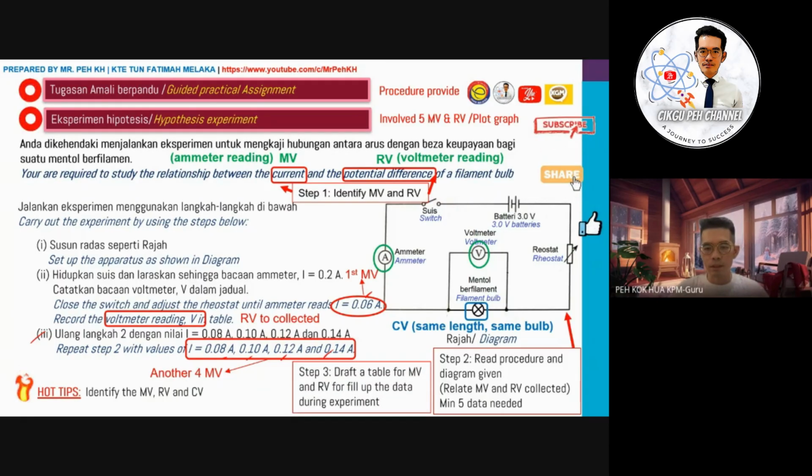Okay, so step 3, draft a table for MV and RV. Fill up the table during experiment. So that means here you can draft a table. I for current, V for volt. Okay, so the first reading 0.06, 0.08, and so on. So within these 5 minutes, you know what to do later on. After the 5 minutes, you may straight away start your experiment, and this will be just follow the procedure.